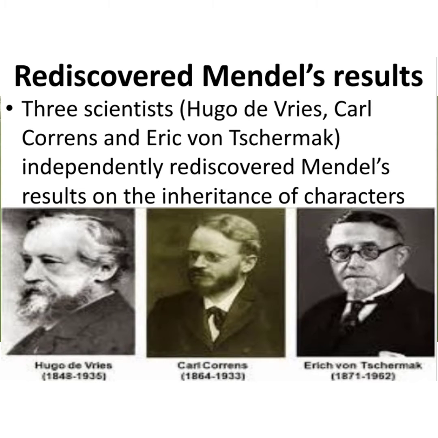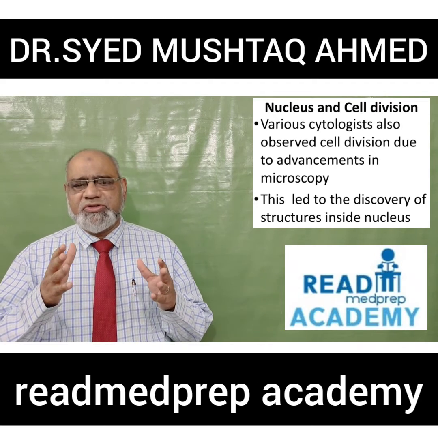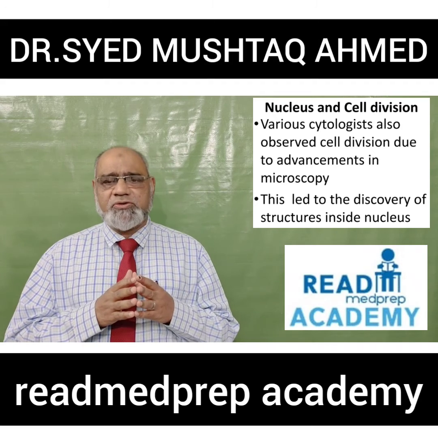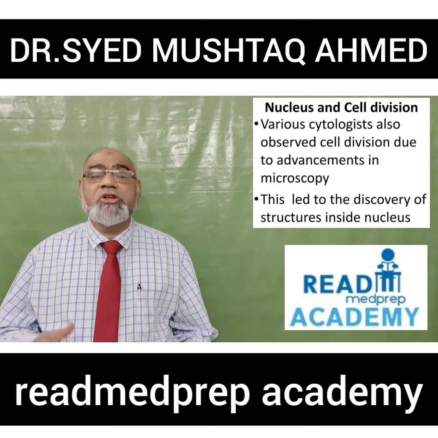Three scientists, Hugo de Vries, Carl Correns and Erich von Tschermak, independently rediscovered Mendel's results on the inheritance of characters. Hugo de Vries from 1848 to 1935, Carl Correns from 1864 to 1933, and Erich von Tschermak from 1871 to 1962. Various cytologists also observed cell division due to the advancements in microscopy. This led to the discovery of structures inside the nucleus.